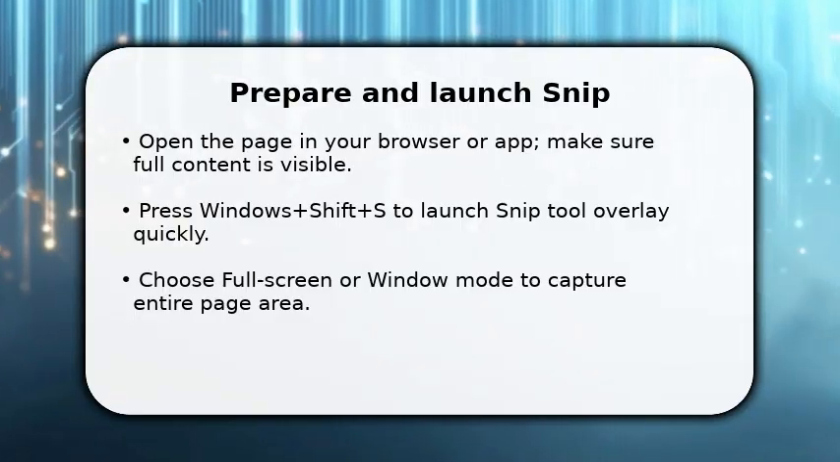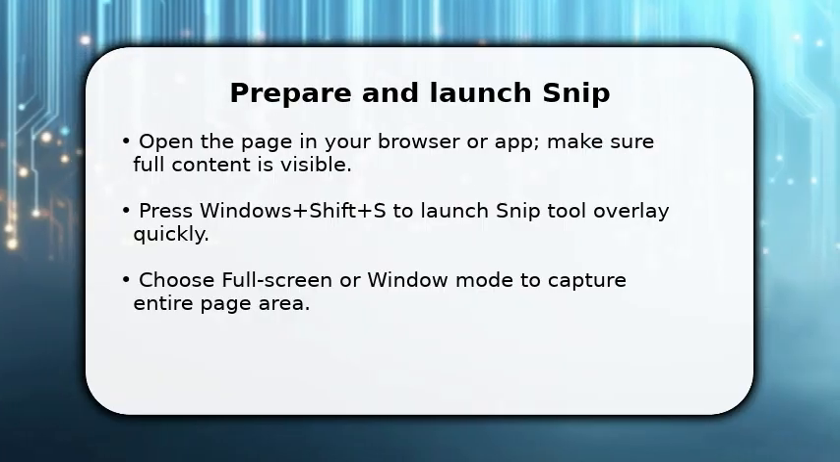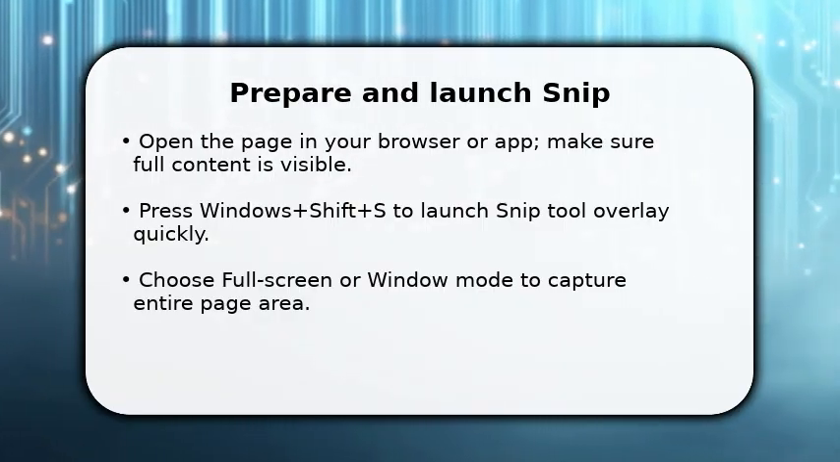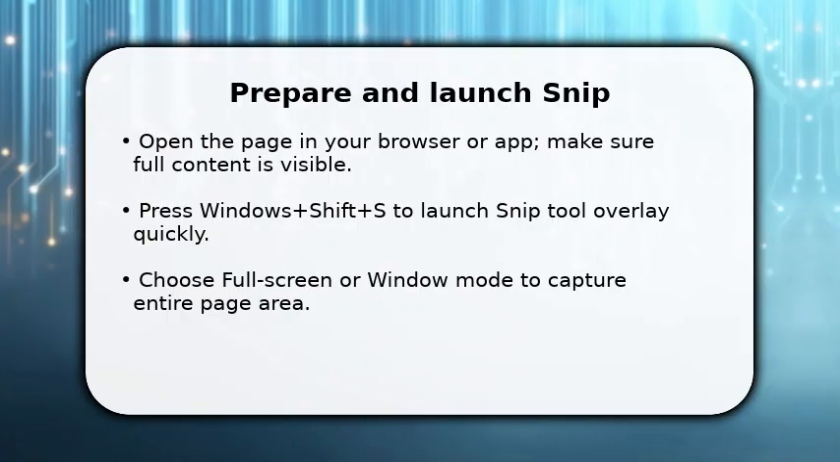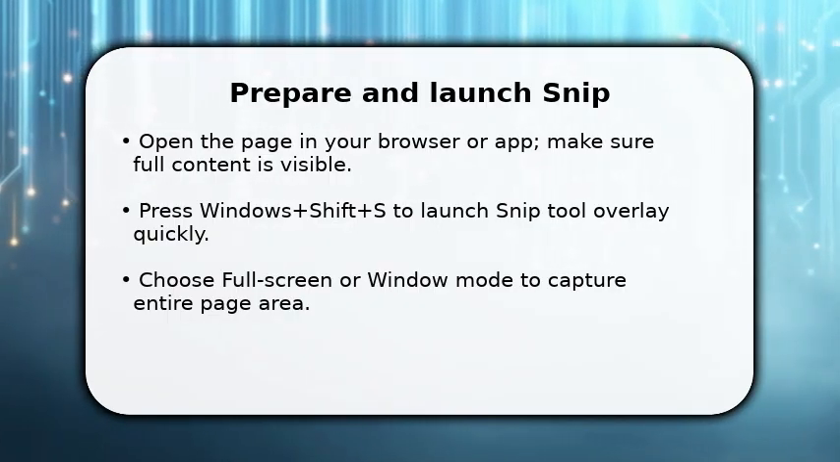You start by getting the page into the exact view you need. Scroll so dynamic content loads and disable sticky toolbars. Once done, press Windows plus Shift plus S to open the snip overlay.